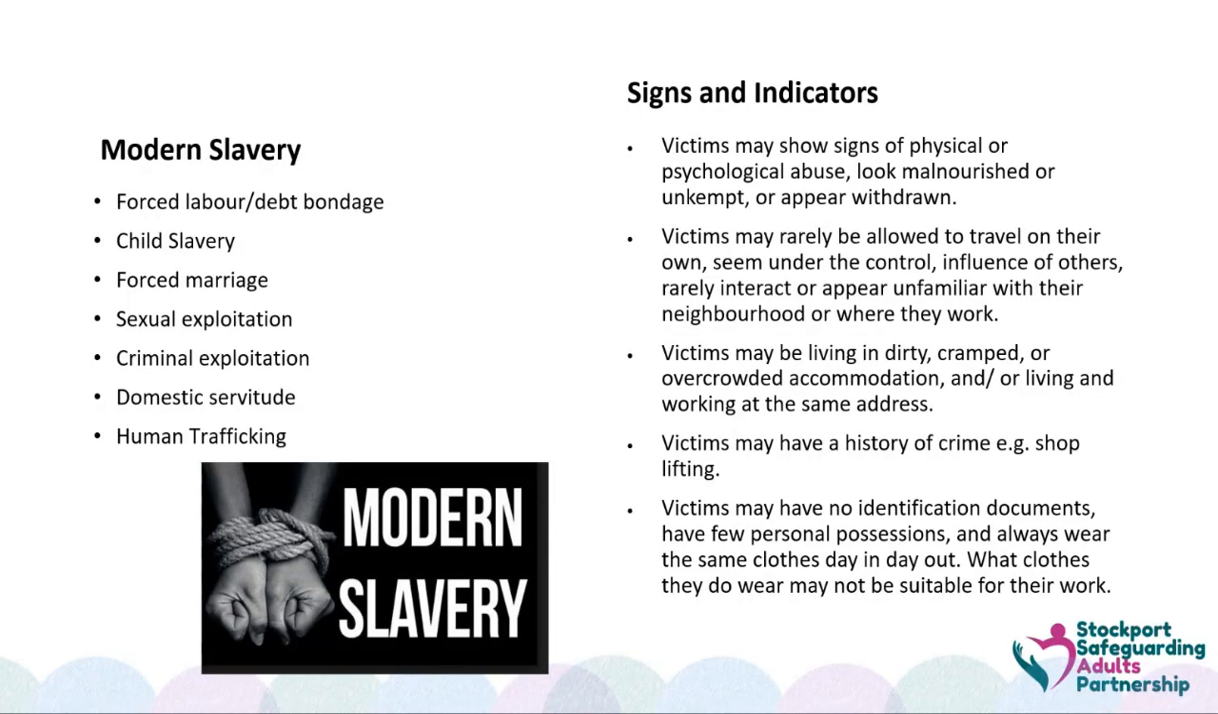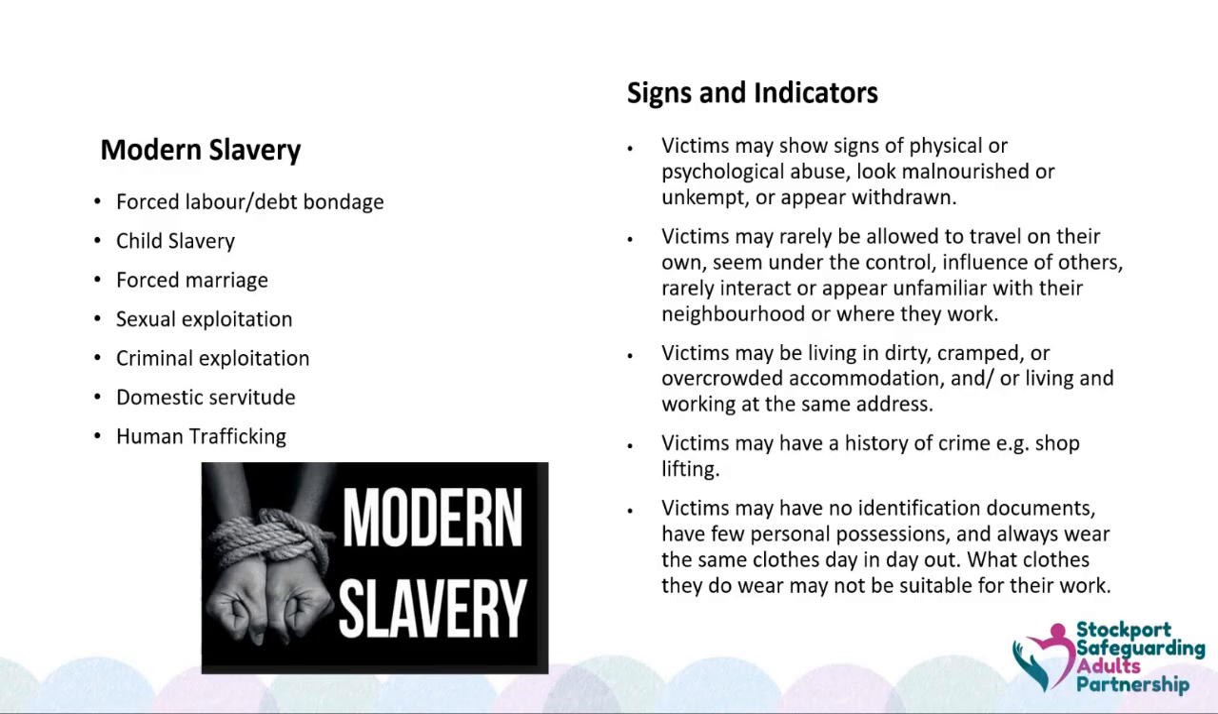Looking at modern slavery here, this can include some examples such as forced labour and or debt bondage, child slavery, forced marriage, the sexual or criminal exploitation of an individual, domestic servitude, and human trafficking. Some signs and indicators that can help you look out for and spot modern slavery can include that person showing signs of physical or psychological abuse. They may look malnourished, unkempt, or appear withdrawn.